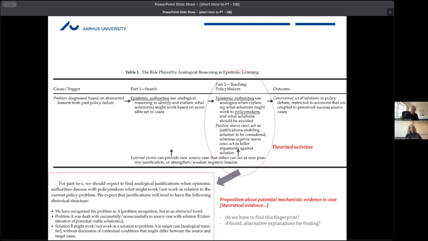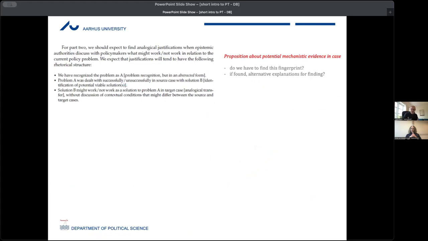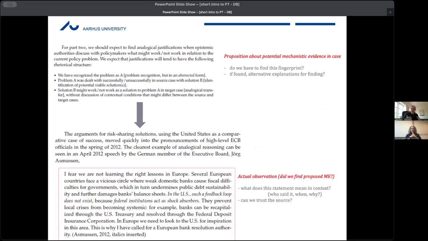And in the article, we discuss, well, if we find this, are there alternative explanations for finding it? And then that's your potential evidence. Then you have to actually go out and look at sources. And then you would have an actual observation where you would spend some time talking about, well, is this actually what I expected to find, based on my theory? Can I trust this source? What was the context within which this source gave this statement, et cetera? So process tracing spends a lot of time thinking about how we get from empirics to theory and back again.